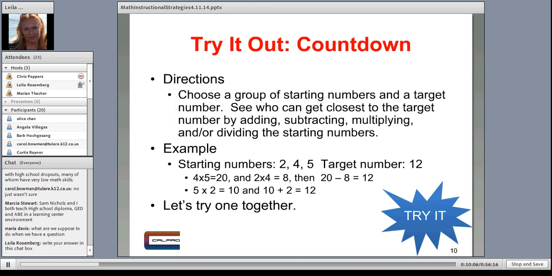One way you can do it is, let's see if I can put an arrow here for you to see. One way you can do this is 4 times 5, 20, and 2 times 4, 8, and then 20 minus 8, 12. Okay? Another person would do 5 times 2, 10, and 10 plus 2, 12. So there are lots of different ways of doing it, but the students are playing games and seeing how they can reach this number.